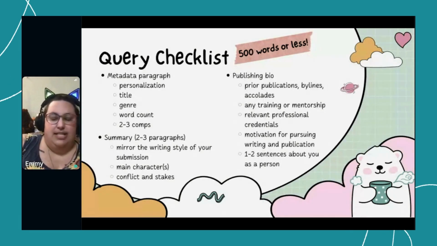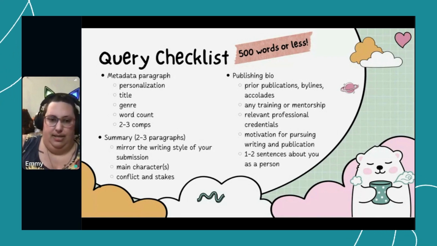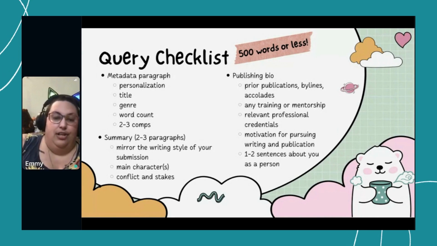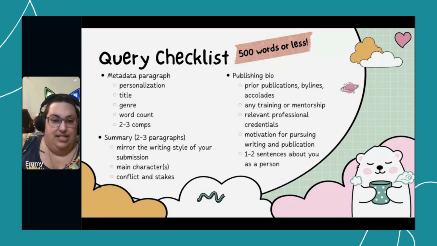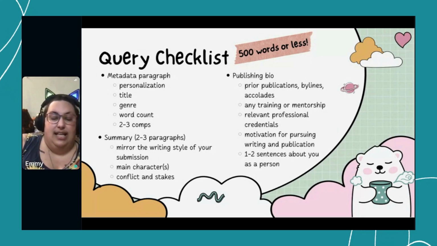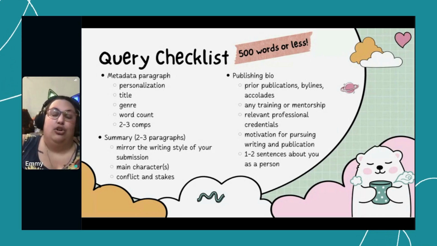You'll see here that I've organized it by the same 3 sections as my previous slide: metadata paragraph, summary, publishing bio. Those are your 3 essential elements. Your metadata paragraph, you want to start with a personalization. That is telling the agent or the editor you are addressing your query to why you chose them.